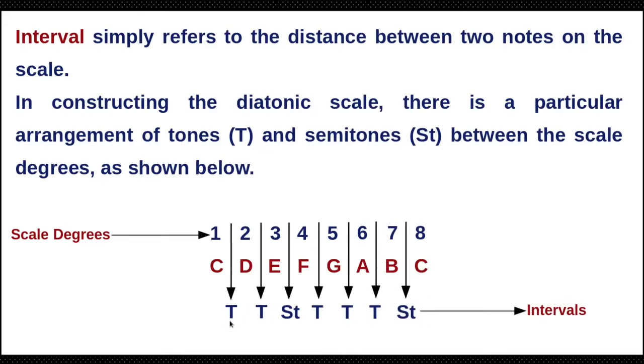So in all, we have 7 intervals within the diatonic scale. Okay, so these are the scale degrees. This is the first degree, the second degree, third, fourth, fifth, sixth, seventh, and eighth degree of the scale.